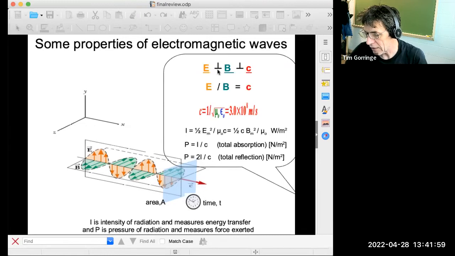The electric field oscillations, the magnetic field oscillations, and the motion of the light ray are all perpendicular to one another. The strengths of the electric field, the magnetic field, and the speed of the light ray are related to one another. The ratio of the two fields equals the speed of light. And the speed of light you can calculate by this little equation here. The theory of electromagnetism predicts that the speed of light is the inverse of the square root of the product of the two constants associated with electricity and magnetism: the permittivity of free space for electricity, and the permeability of free space for magnetism.